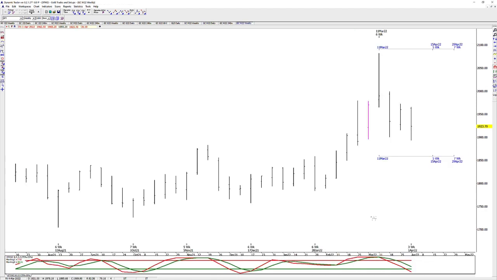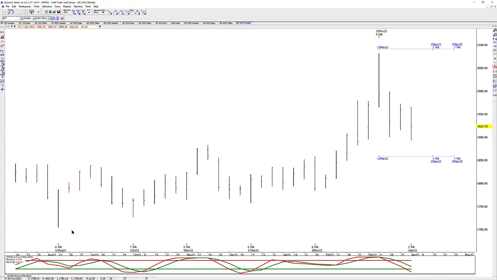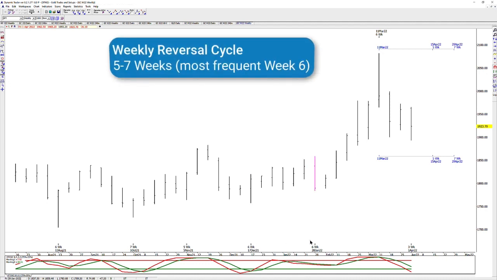And here's something I forgot to look at just a little bit ago that I want to bring to your attention. Again, we're back to gold weekly data. It's not the closing data, it's the intra-week ranges. But I've marked off over the last several months some highs and lows on this chart. And take a look at how regular these reversals are. Every 5 to 7 weeks, and typically it's on week 6, gold makes a reversal.